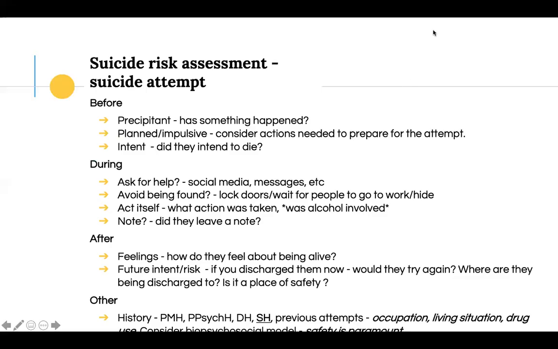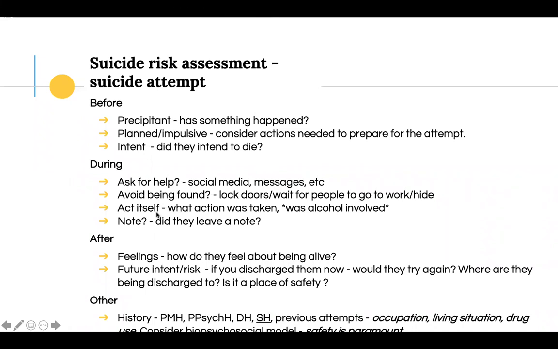It's really important if you're clerking someone in, so if you're seeing them, taking a history, doing an OSCE, and they've presented with self-harm or suicidal attempt or thoughts of suicide, I would always approach the patient by asking them what they did before the incident, during the incident, and after the incident. So I think it's really important to categorize your history like that.